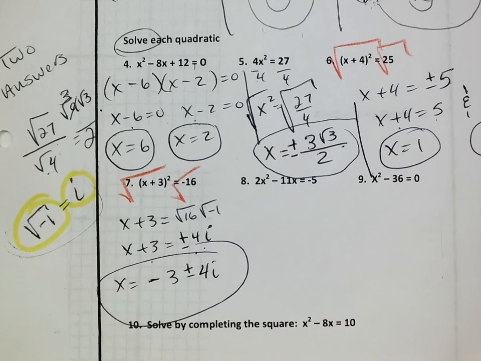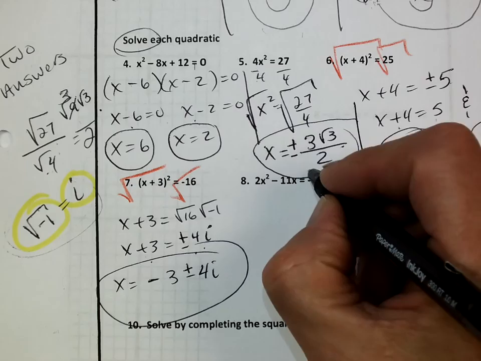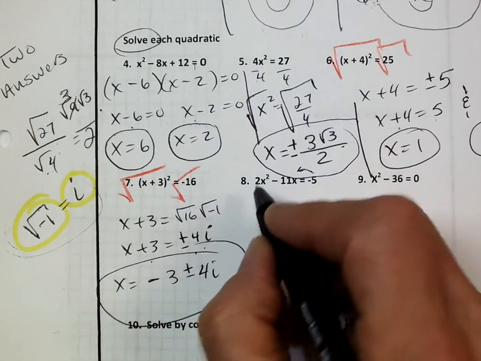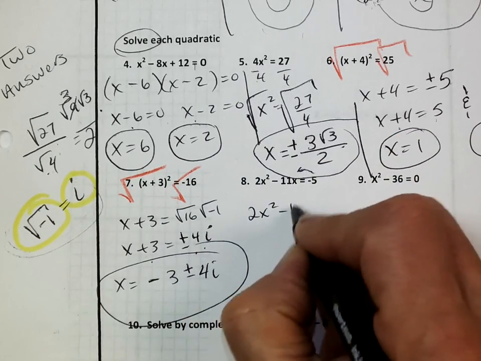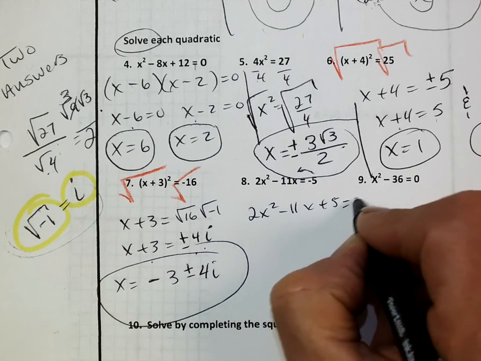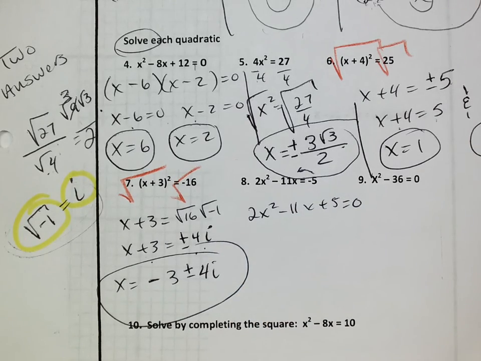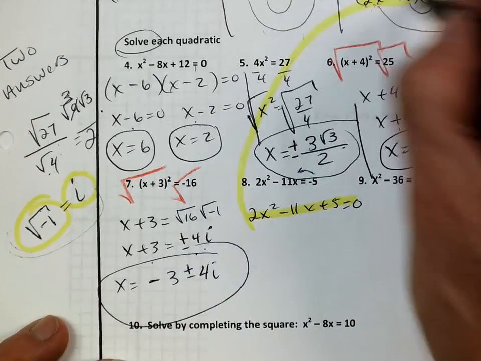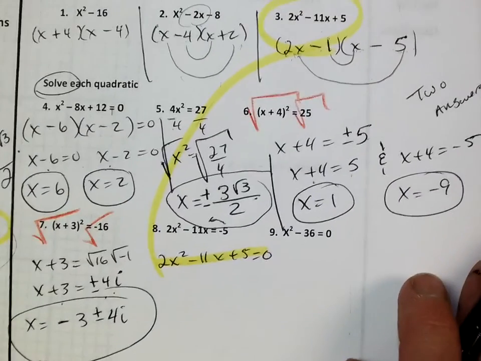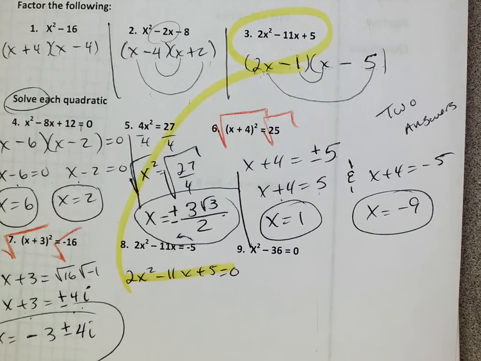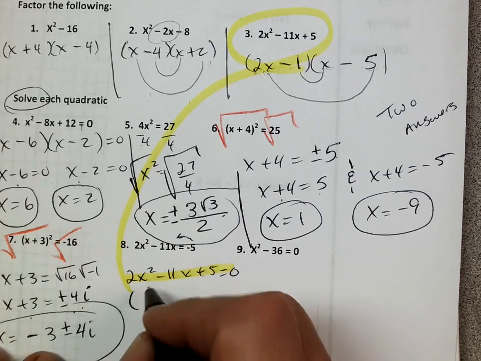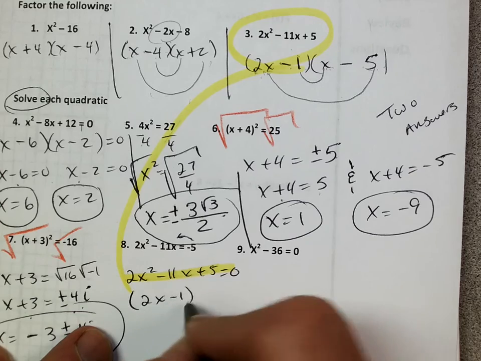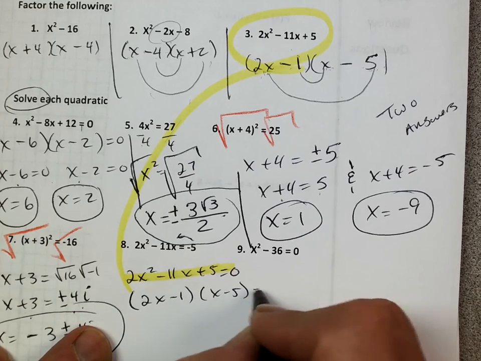Okay. All right. Number 8. All right, I think I can bring this over and factor it. So I got a 2x squared minus 11x plus 5 equals 0. Okay. I've seen this problem before, haven't I? In fact, if I look at this problem and look right up here, I've done it before, haven't I? I've actually factored this problem. So the factoring is not going to be too bad because I've already factored it. So it does factor into 2x minus 1 and x minus 5 equals 0.